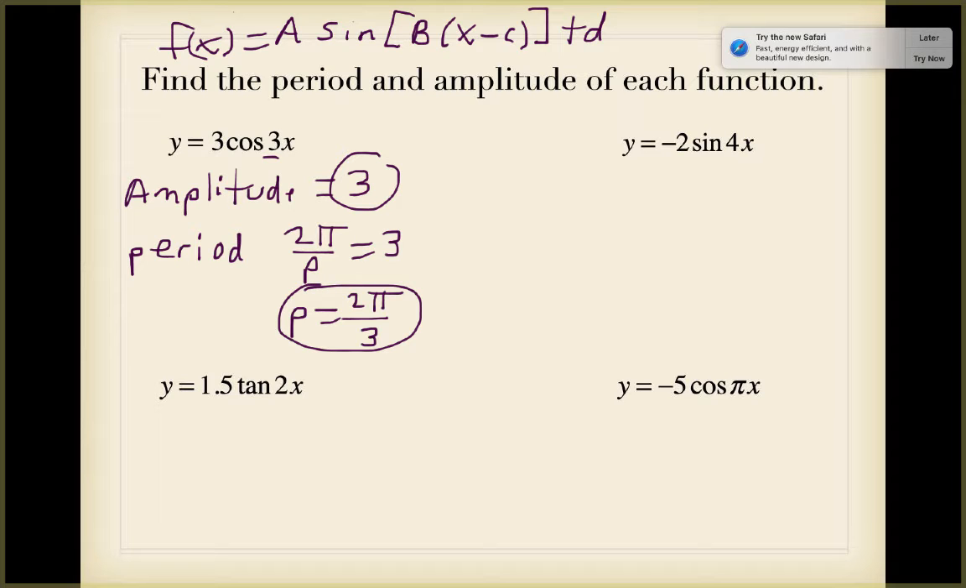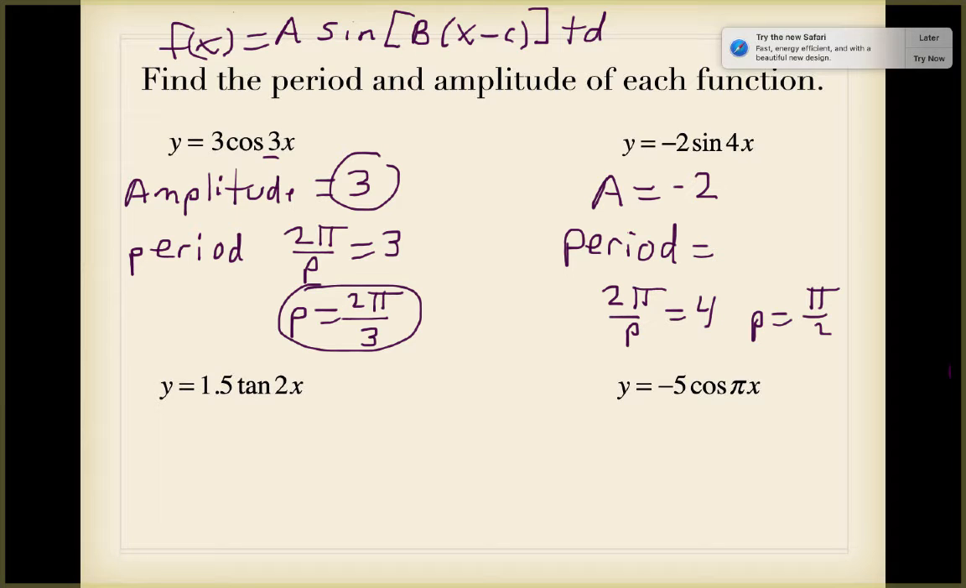Looking at the next one, we have y equals negative 2 sine of 4x. Our amplitude, I'm just going to use my big A for amplitude here, is negative 2. Our period, how often does this thing repeat? We're going to do the same method. Our sine function is usually 2 pi long, so 2 pi over p, in this case, is 4. And when you solve this for p, you get p is pi over 2. And that is my period.